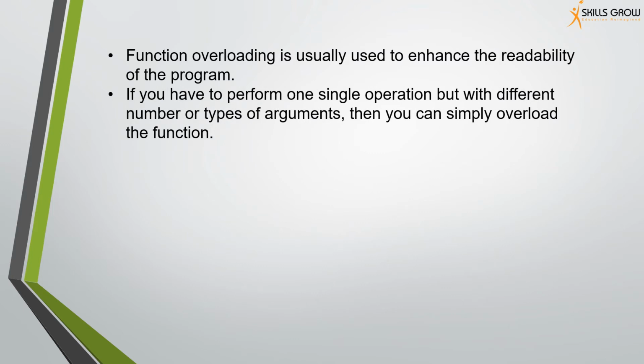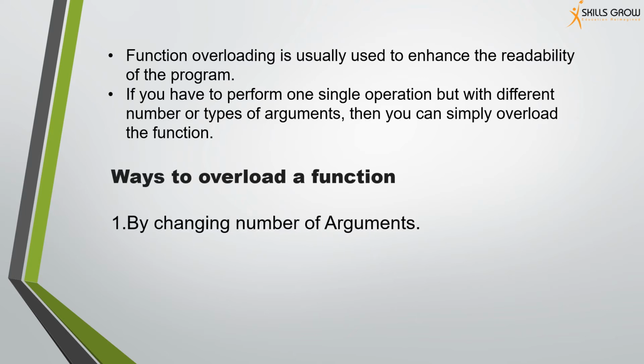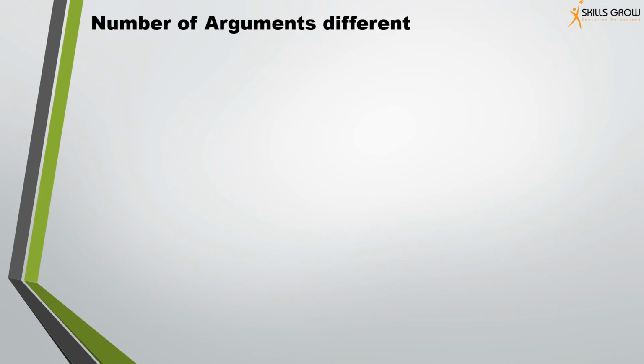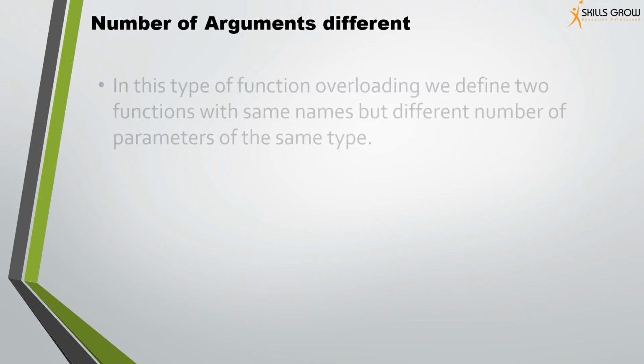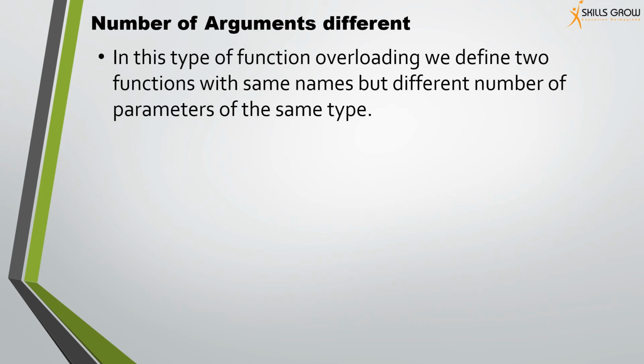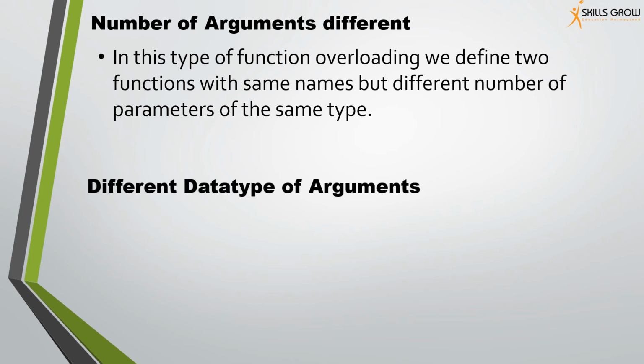If we have to perform one single operation but with different number or type of arguments, then we can simply overload the function. There are two different ways to overload a function. One way is by changing the number of arguments, and the other is by having different types of arguments. First, let's see what happens if the number of arguments is different. In this type of function overloading, we define two functions with the same name but different number of parameters of the same type.